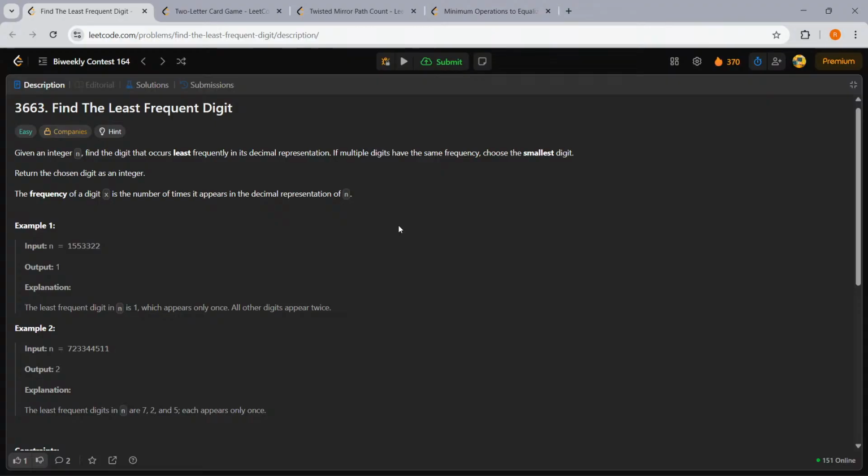We'll see the first example. n is equal to 1553322. So 5 appeared twice, 3 appeared twice, 2 appears twice, and 1 appears only once. So we are going to get the output as 1. Now n is equal to 7233445111. Here 7, 2 and 5, these 3 digits appear once.